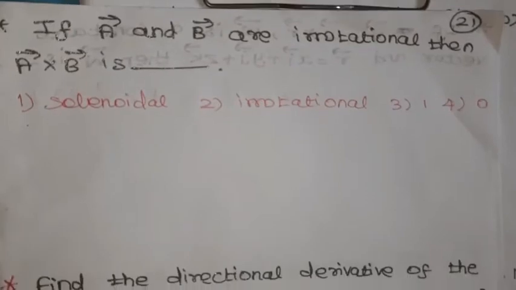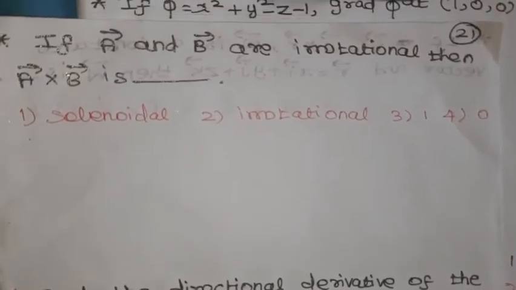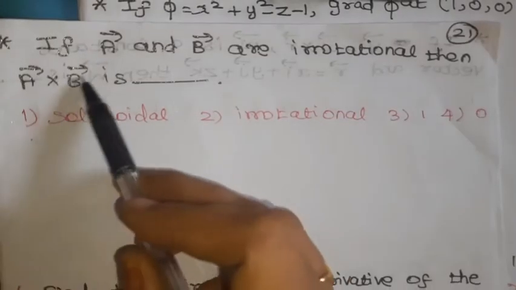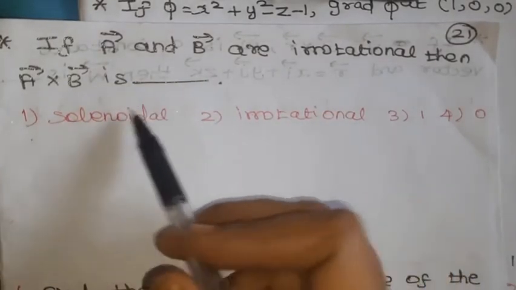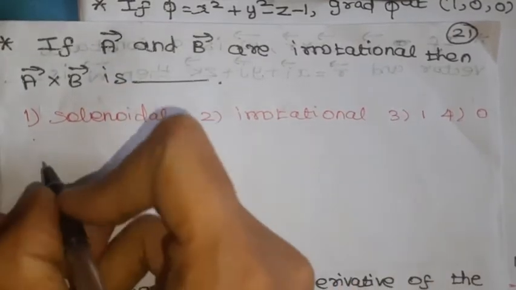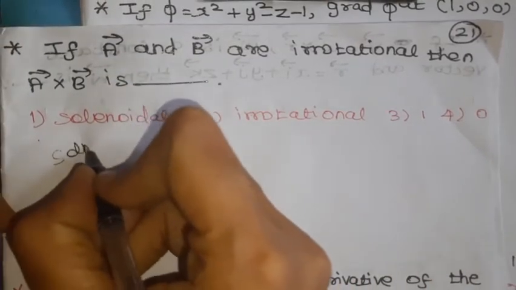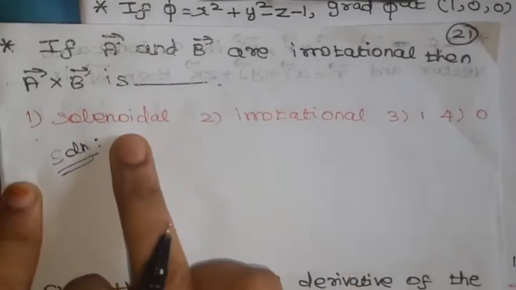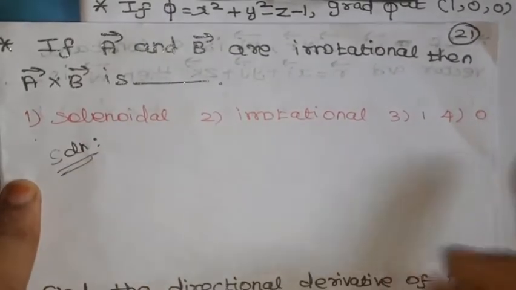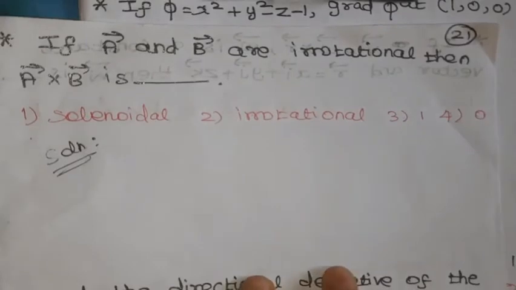So in this video we are going to see the first question. If A and B are irrotational, then A cross B is. What is given? A and B are irrotational. Then we are going to find out what A cross B is, whether it is solenoidal, irrotational, 1 or 0. So let's see how to solve this problem.